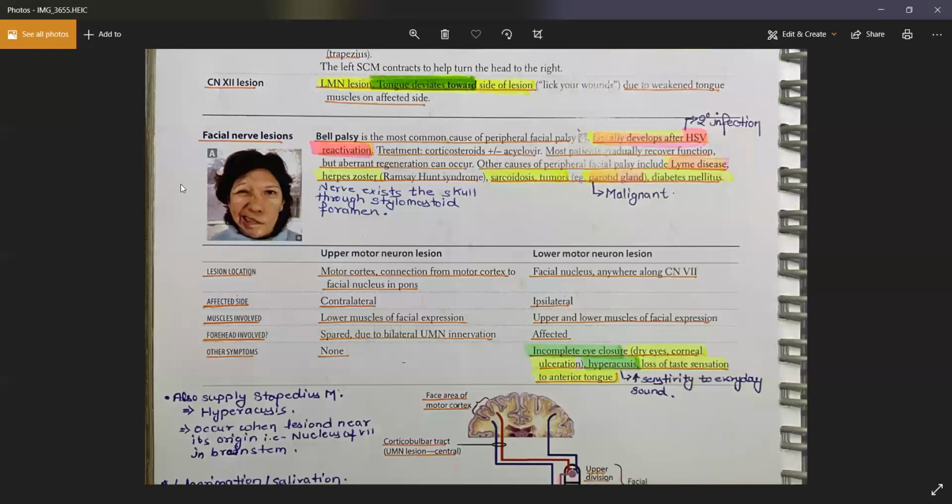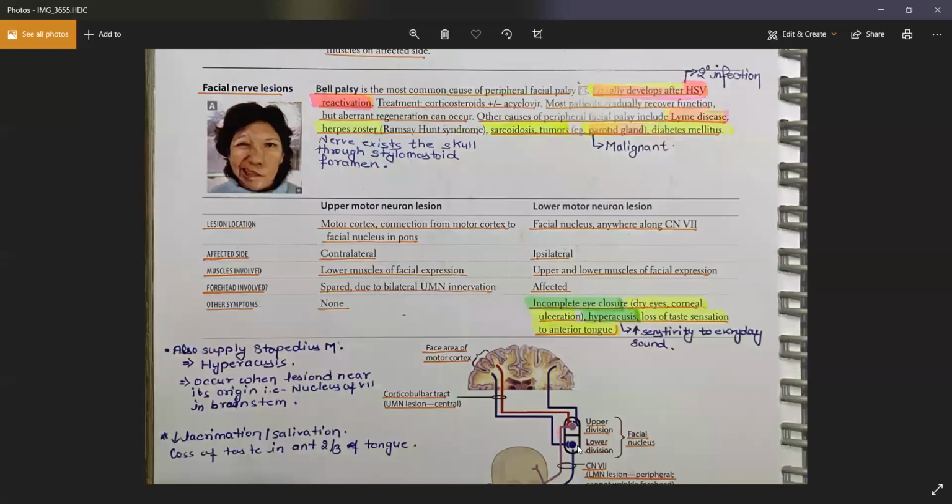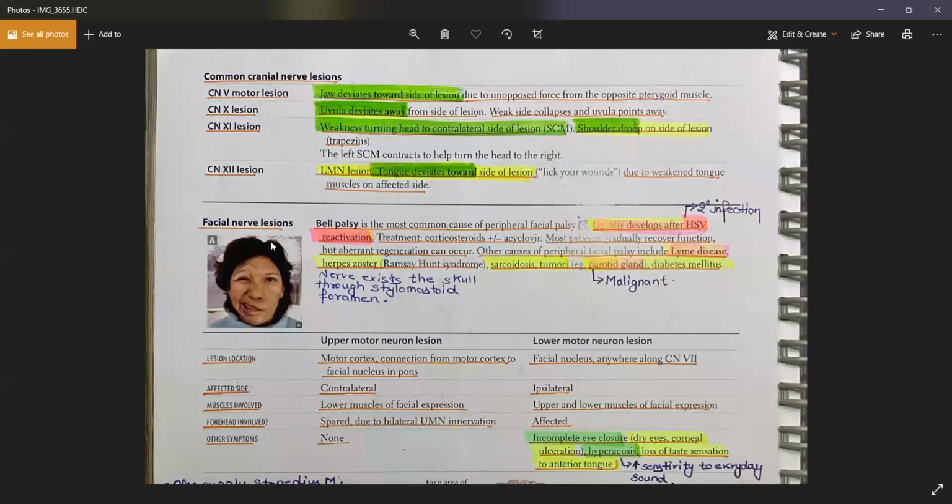Now the Bell's palsy occurs because of a lower motor neuron damage of my facial nerve. Because of that, as you can see, I'm having all these muscles lost on the unilateral side of my face. Causes include the HSV reactivation, and Lyme disease. If you guys remember, what bacteria can cause Lyme disease? Borrelia burgdorferi, right? So Lyme disease can cause it.